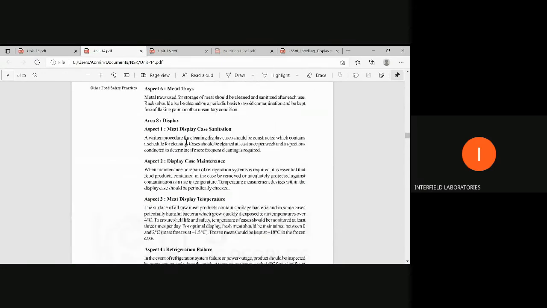Now, display of material or the meat product in a retail unit. A written procedure for cleaning the display cases must be in place. It should contain a schedule for cleaning. Display case maintenance. When maintenance is required, it is essential that food product contained in the case be removed or adequately protected against contamination or a rising temperature. Temperature measurement devices within the display case should be periodically checked.